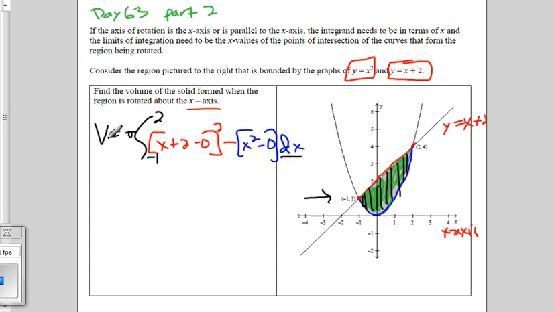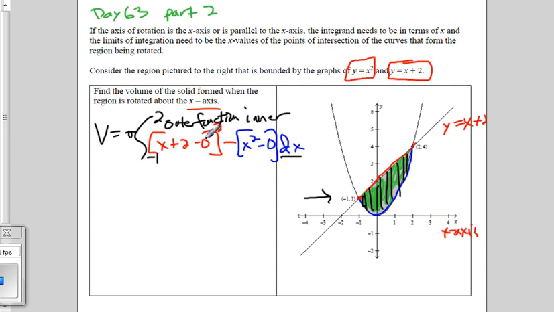So we need to think of just pi r squared. There's our pi, it's a constant, we bring it out. The radius is going to depend on the outer function, which was x plus 2. And again, we had to subtract what we're rotating about. So I don't need to put the minus 0, I'm just showing that's what it is. And then our inner function is the parabola, x squared, again minus 0, and then dx.